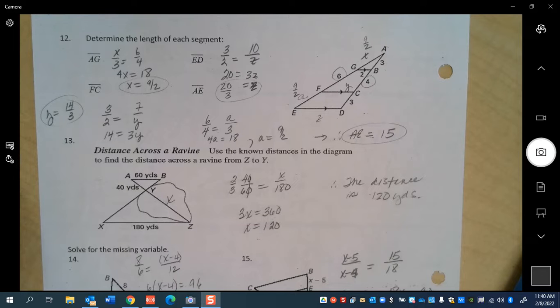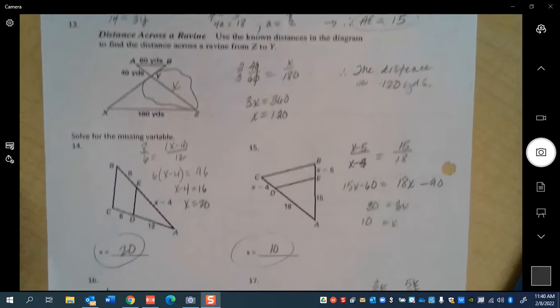Okay? And then the same thing for ED. When I'm looking for Z, I knew that 3 to 2 was going to be the same as 3 plus 4 plus 3. That's 10. 3 to 2 is the same as 10 to this Z. So that's this work here. Okay. So I added those pieces together.